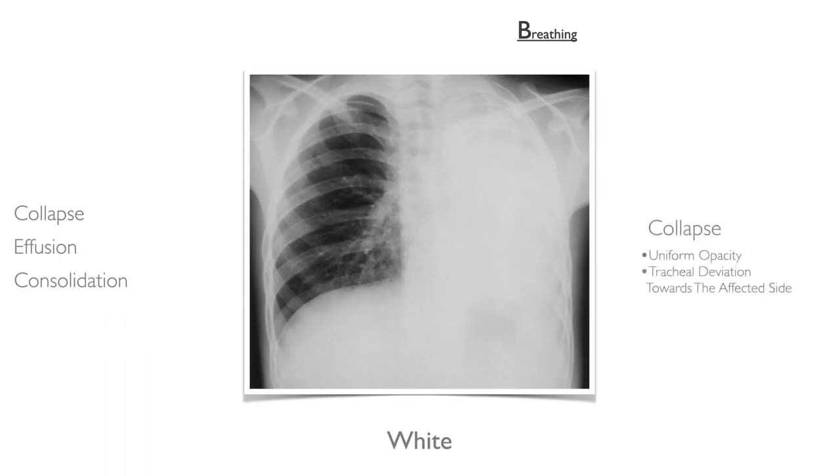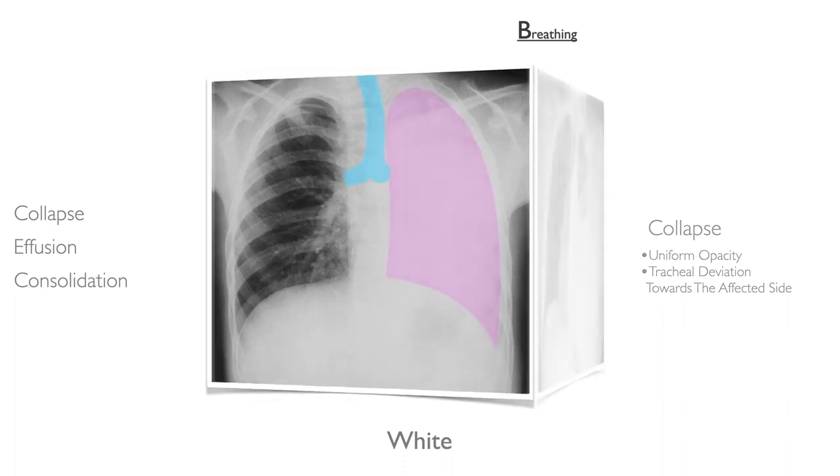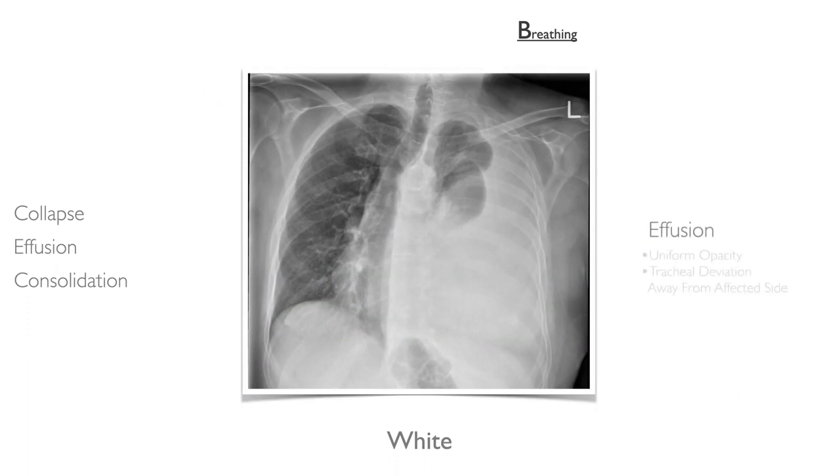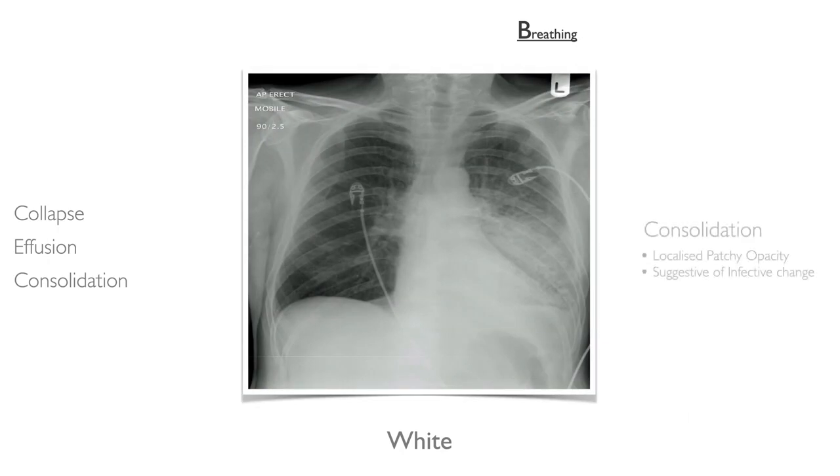Collapse presents with uniform opacity and tracheal deviation towards the affected sides. Note, however, that tracheal deviation does not always occur. Effusion. Effusion presents with uniform opacity and tracheal deviation pushed away from the affected side. Consolidation presents as localized patchy opacity with air bronchograms.